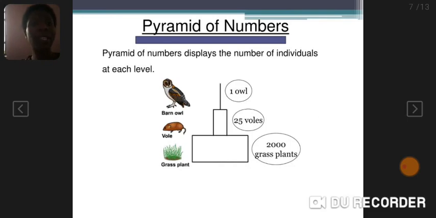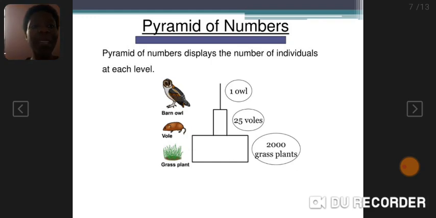For example, here, talking about pyramid of numbers, it will display the number of individuals at each level. So here you still see that this is still a food chain, isn't it? Only that you don't have the arrows and all that, but this is what a pyramid is. This is how it's drawn. The box, you see that shape there, that's the shape of the pyramid.